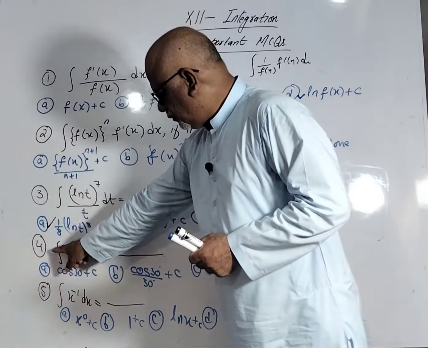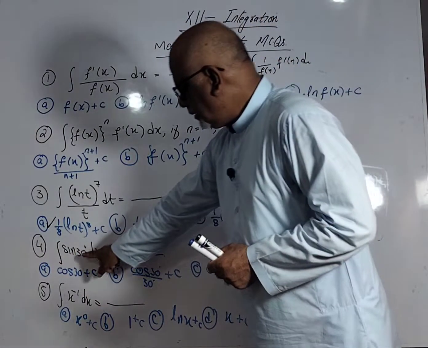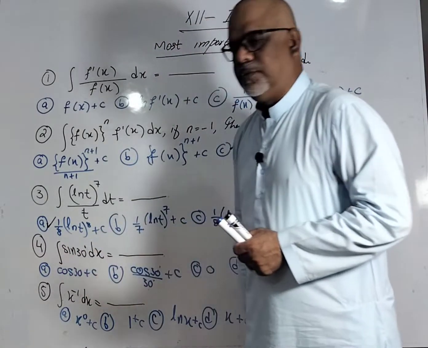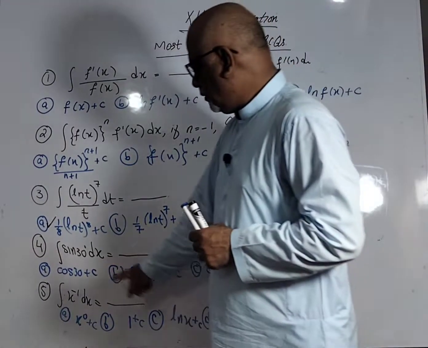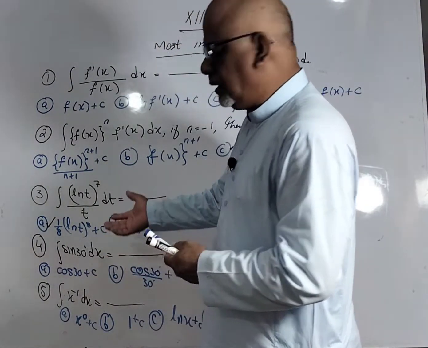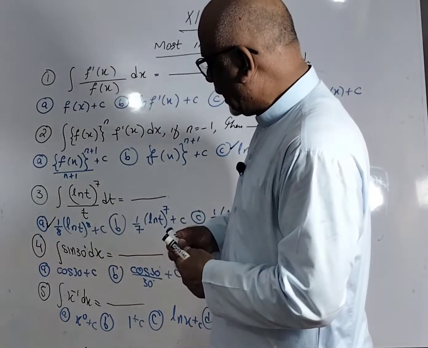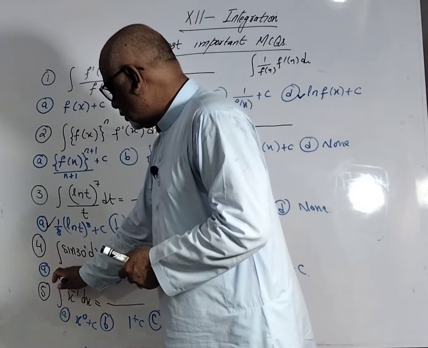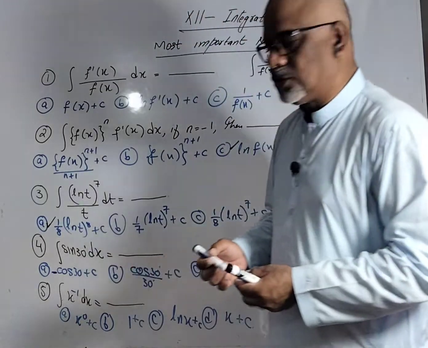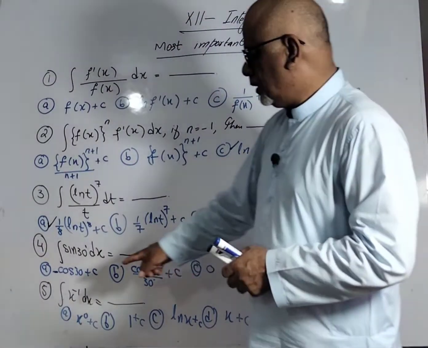Now see the fourth MCQ here. The integral of sin 30 dx. Mostly students write the answer as, the integration of sin x is minus cos x, so normally the students write minus cos 30 x plus c. That is wrong.